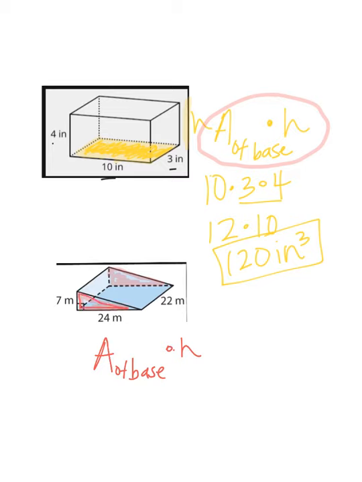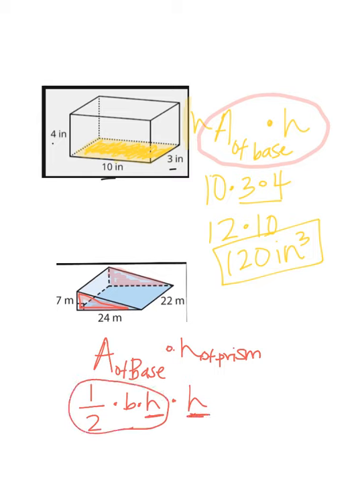So how do you find the area of a triangle? You take half times your base times your height, and then times the height. And so this gets a little bit confusing to some people because they're like, well, there's a height there and there's a height there. Well, that's why we need to just distinguish this is the height of the prism. Okay? We're taking the area of the base times the height of the prism.